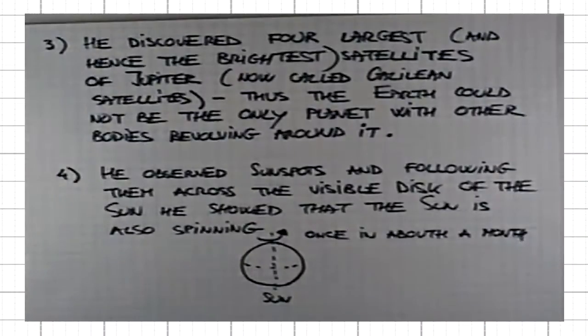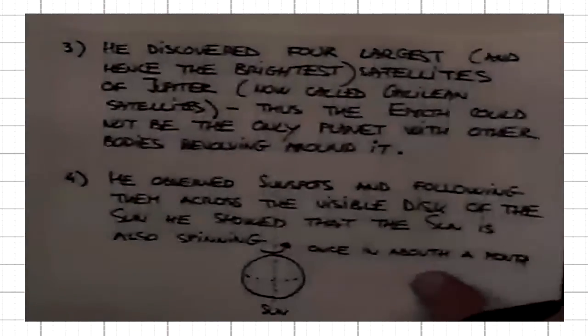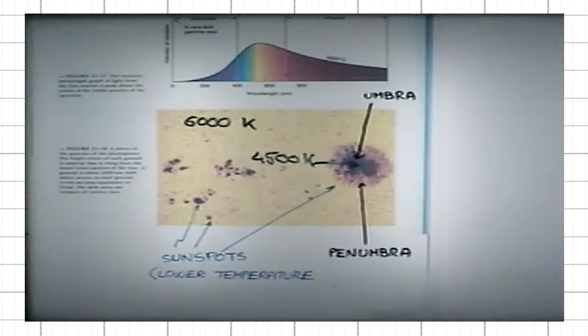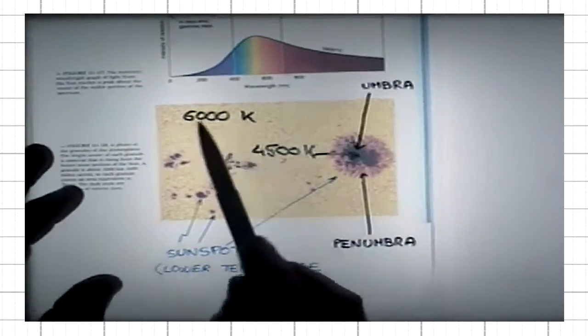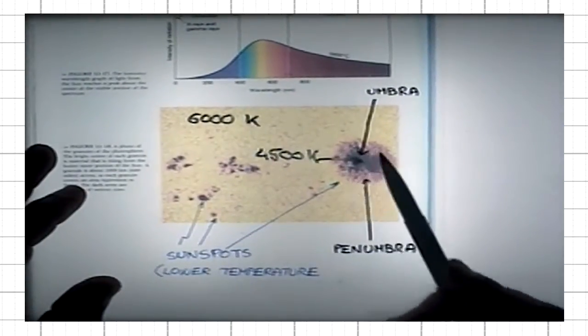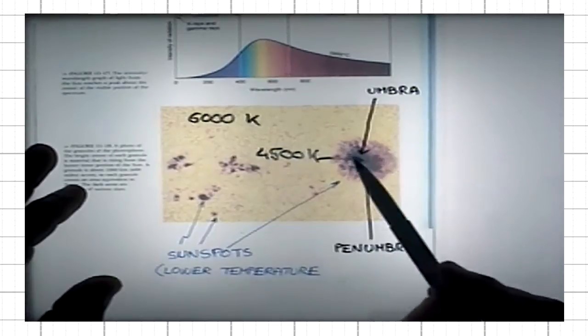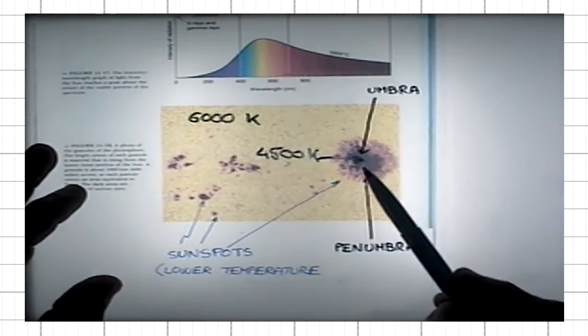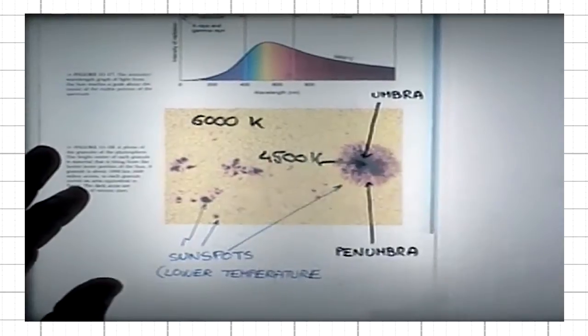Now let me show you a photograph of a sunspot. Okay, so this is part of the visible surface of the sun. It turns out, as we'll find out, that the surface temperature of the sun is about 6,000 degrees. And the sunspots are just parts of the sun that are colder than the surrounding area, for reasons that we will discuss later on.